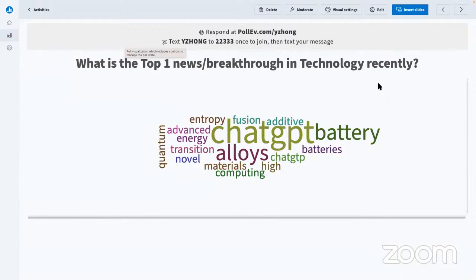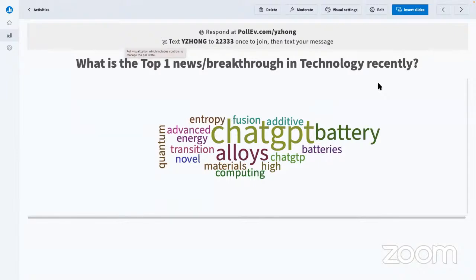Okay, so that's probably most of the answers. I think this is a good way to summarize what human beings achieved last year. Fusion, of course, additive manufacturing, quantum computing, advanced energy, some novel alloys, I guess, and computing and battery, of course. Everyone has probably heard a lot of news about batteries as well. And in the middle, we have ChatGPT.